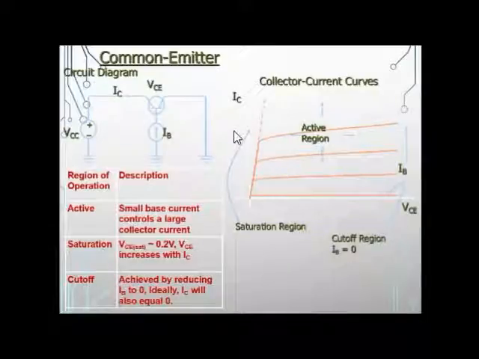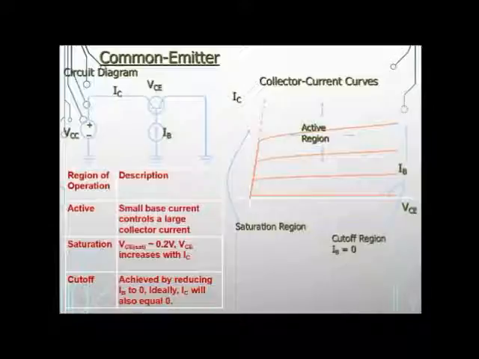Next is the common emitter. Here I have shown the circuit diagram along with the curves, that is the collector current curves. In this kind of configuration, there are three basic regions of operation: active, saturation, and cutoff. In the active region, a small base current controls a large collector current. In saturation, VC increases with IC. With the increase in IC, VC increases and attains a saturated value.